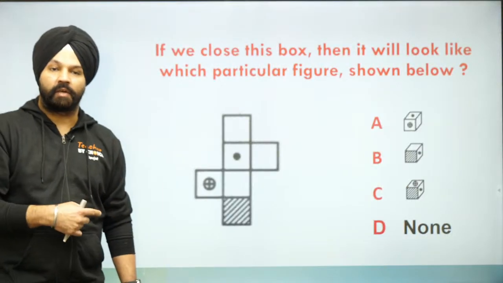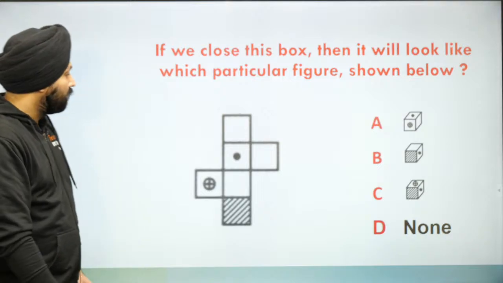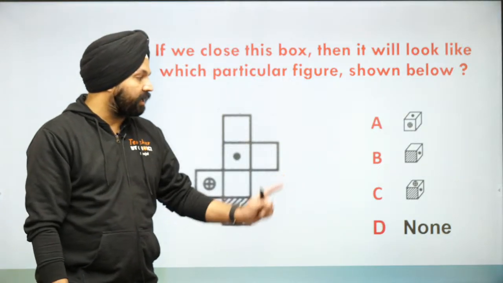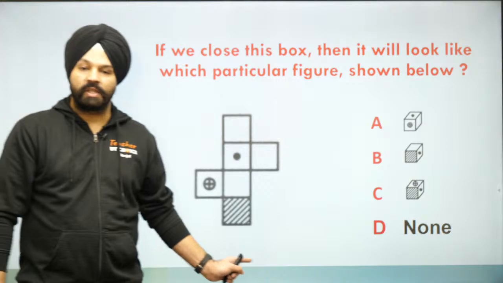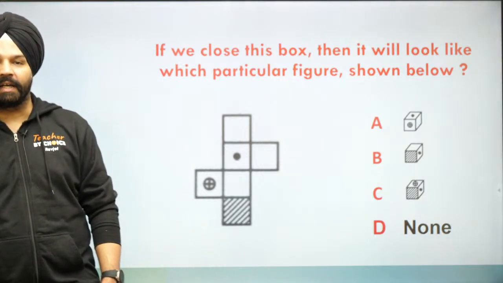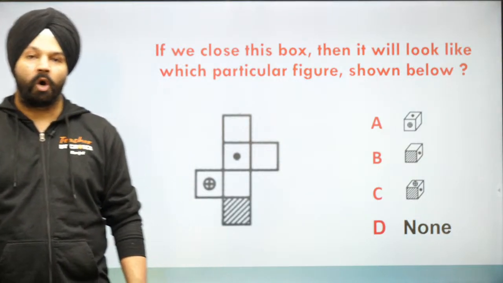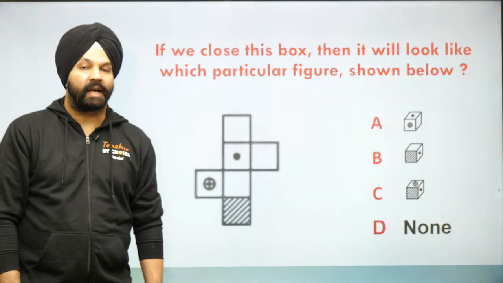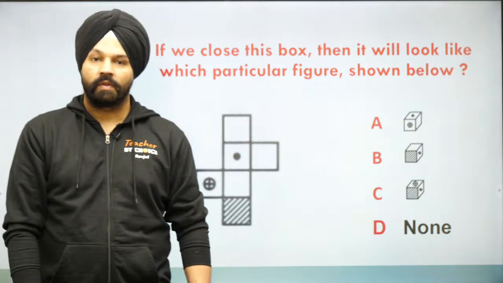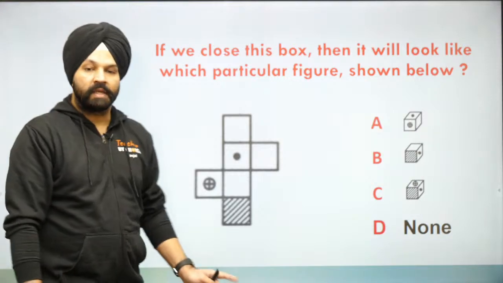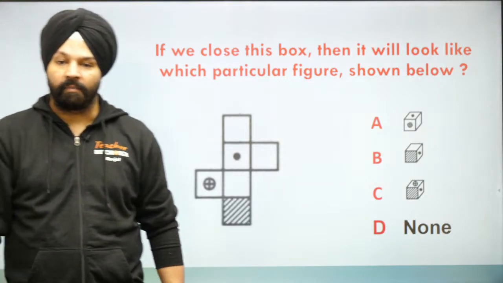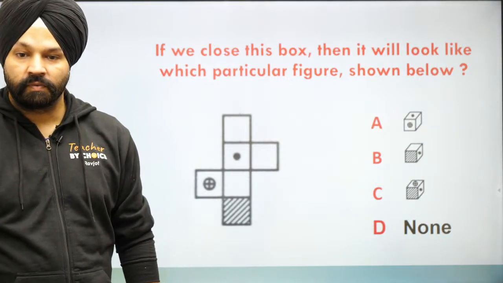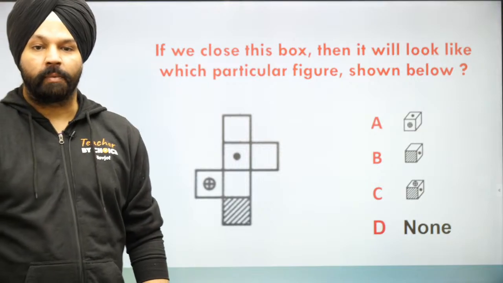Again a very easy one. It's an easier one. फटाफट बताइए. If I close this box, it will look like which particular diagram? Okay, Krishnaveni. Okay, people are saying A.